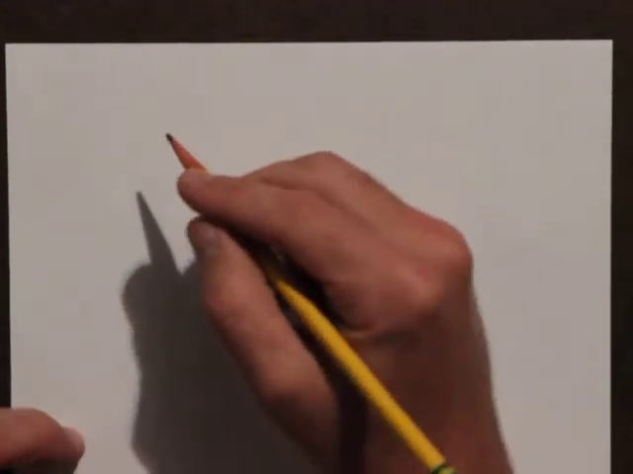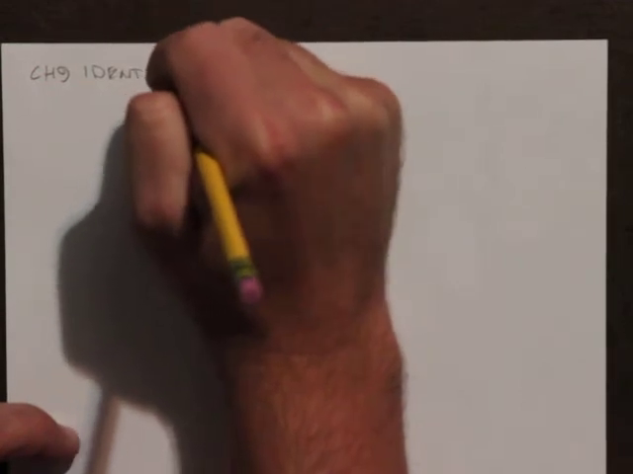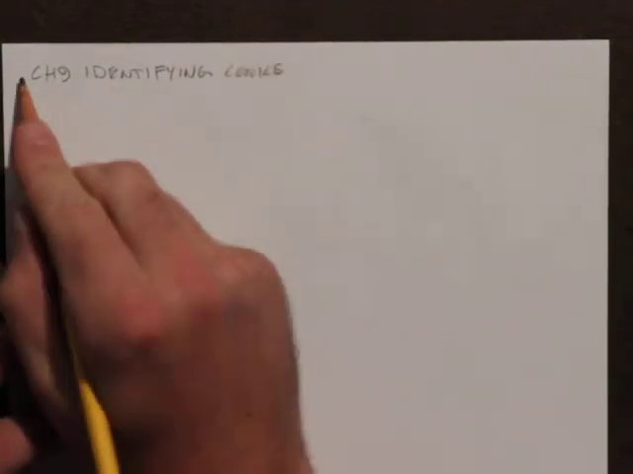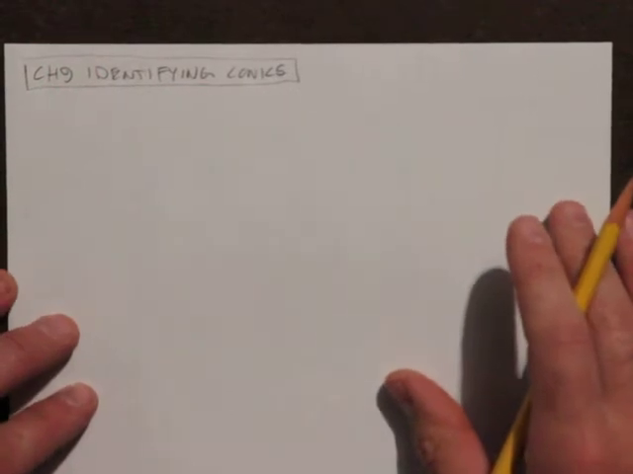Chapter 9, still in Chapter 9, identifying conics. So we're going to learn two methods to figure out when we get an equation what kind of conic we are looking at. So it might be an ellipse or a circle, hyperbola, or a parabola.